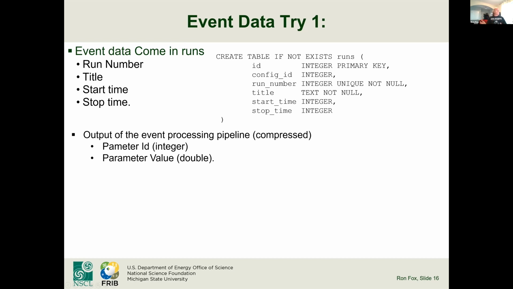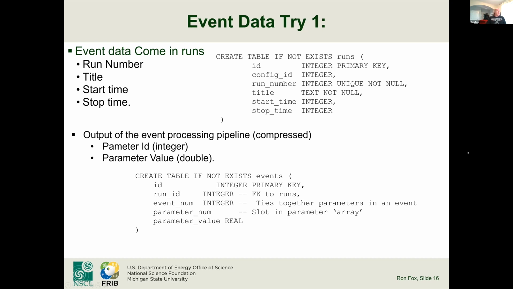Events have several things: parameter IDs, the slot in that array-like object, and values. So we could define an event like this. There's some ID, which is just hanging a primary key on it. There's a foreign key back to the run ID, and then there's an event number within the run, and then parameter numbers and parameter values. And this works, but playback performance is really, really bad. And it's bad especially for simple event processing pipelines.